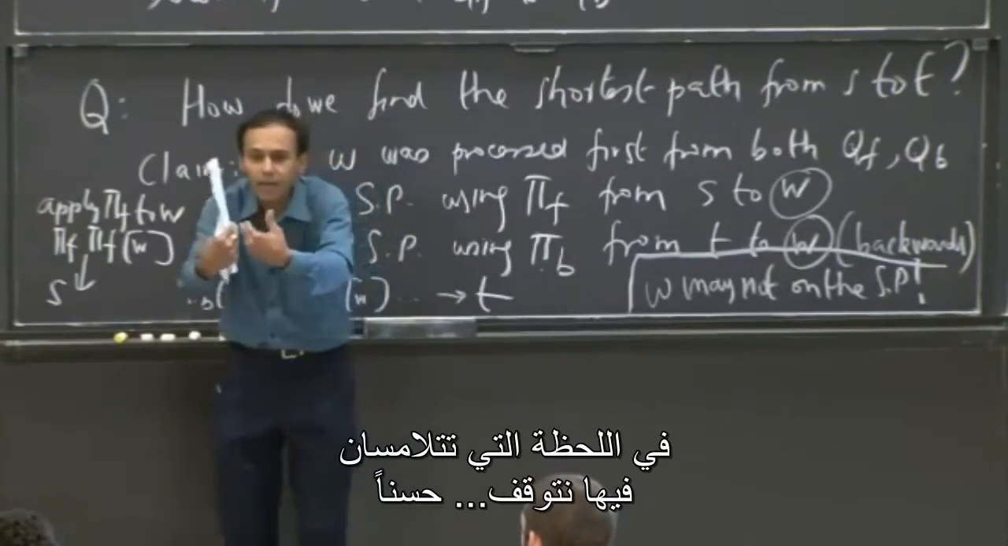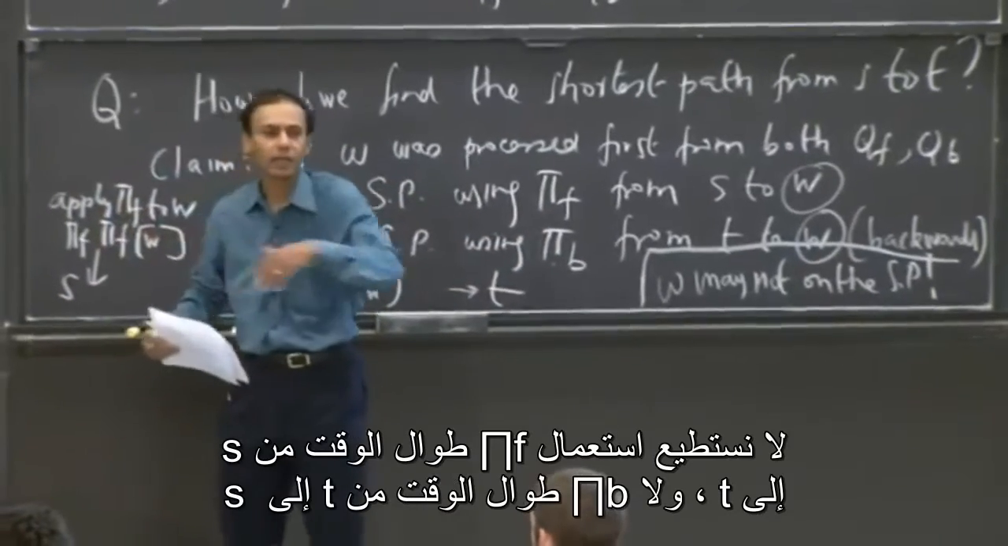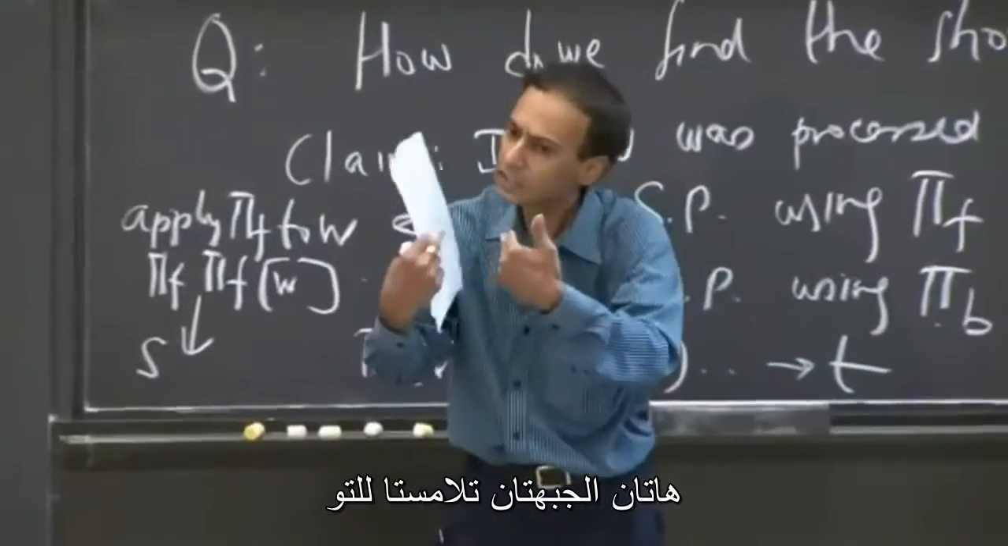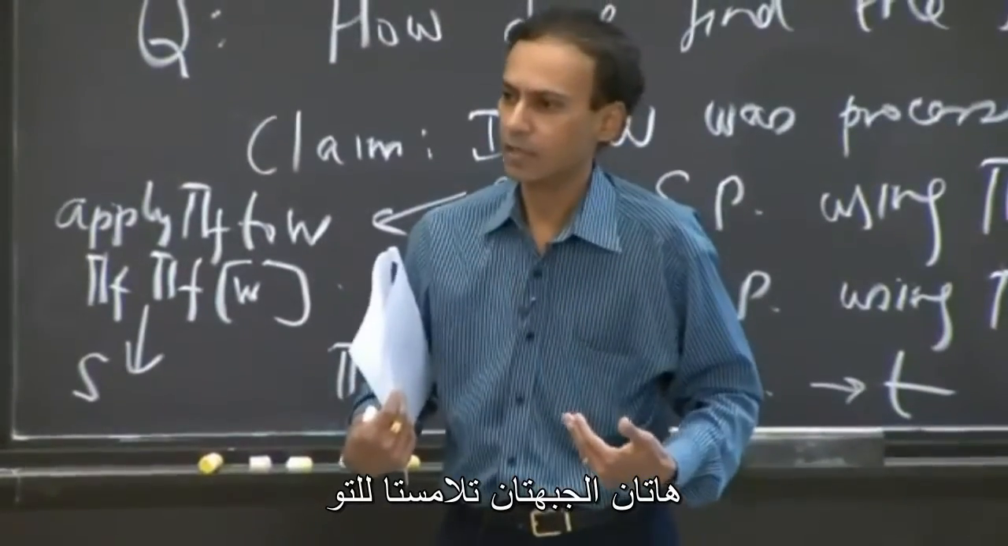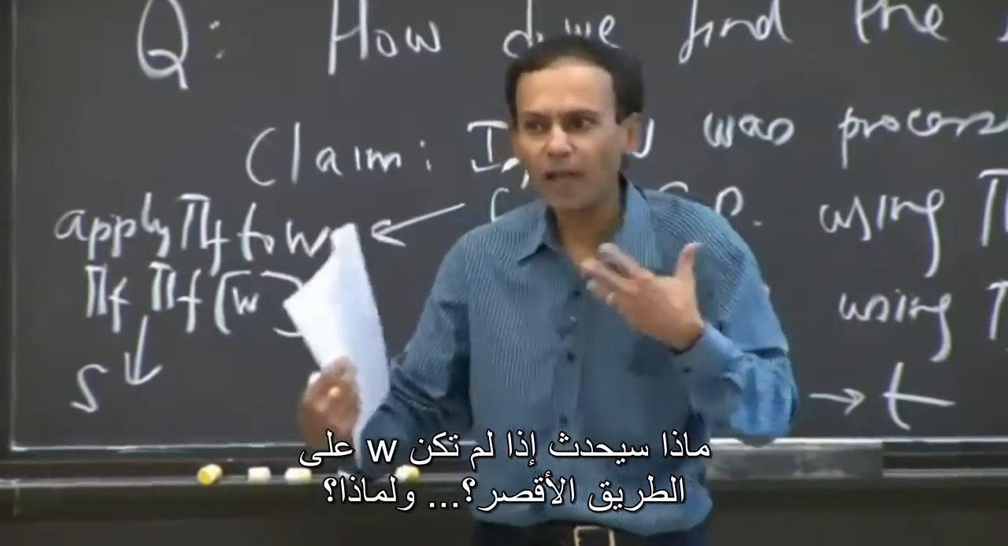The instant they've barely collided, we've stopped, okay? So we can't use pi f all the way from S to T. We can't use pi b all the way from T to S. These frontiers have just barely collided, okay? So what happens if W is not on the shortest path? Why is that the case?